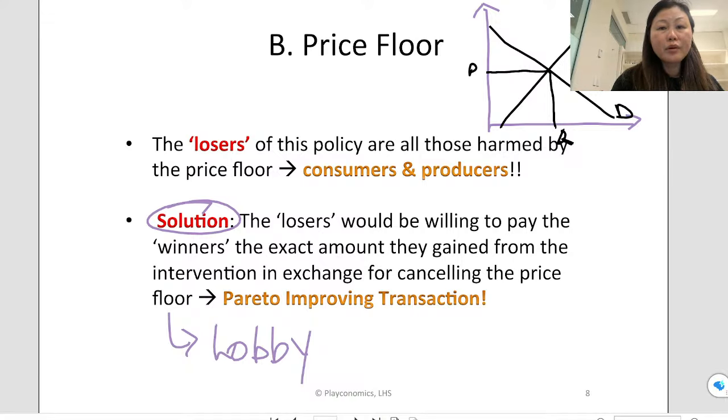Now, remember we say consumer surplus, producer surplus. Now we're saying to the government, we're trying to lobby the government not to get rid of the price floor. But what exactly does it mean by the losers will be willing to pay the winners the exact amount they gain from the intervention in exchange for cancelling the price floor?